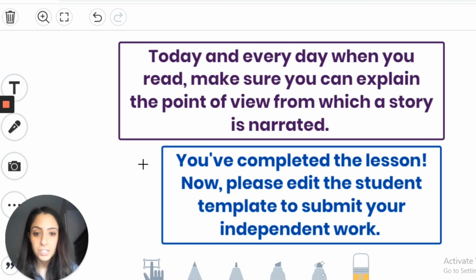And now what you're going to do is go back to Seesaw and edit the student template to submit your independent work where you're really trying it on your own. Don't forget, you can always come back to the video or watch the lesson again or a part of it if you need help or need something cleared up.